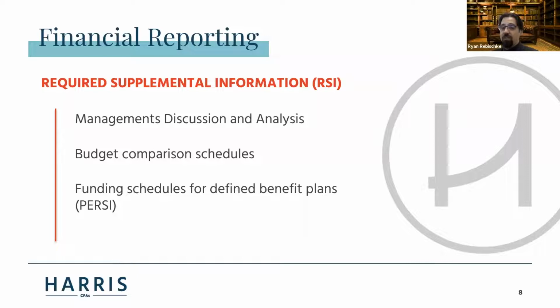The big three that are very common would be management's discussion and analysis. This is usually a few pages to about 20 pages, depending on the size of the entity, where management just further explains how the year shook out. Why, let's say current assets, so cash investments, maybe they're up 20%. Why? Did they not spend as much money? Did they have an unexpected windfall?